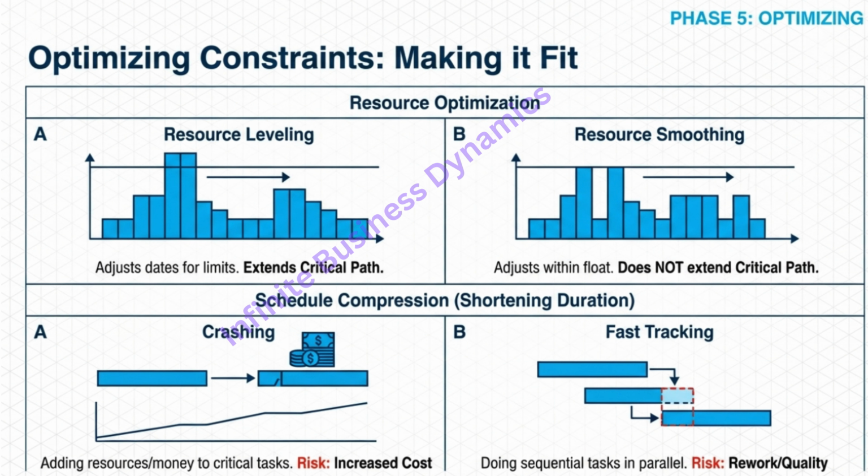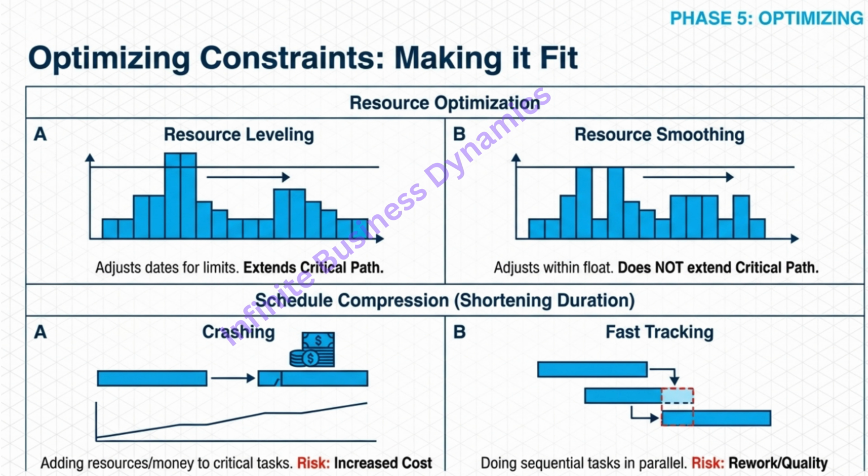Yes. Fast tracking is totally different. That is trading risk for time. You take tasks that were supposed to be sequential, finish to start, and you force them to happen in parallel. Like pouring the foundation while the blueprints are still being finalized. Exactly. It's incredibly risky. If the blueprints change, you have to rip up the foundation. That's called rework.